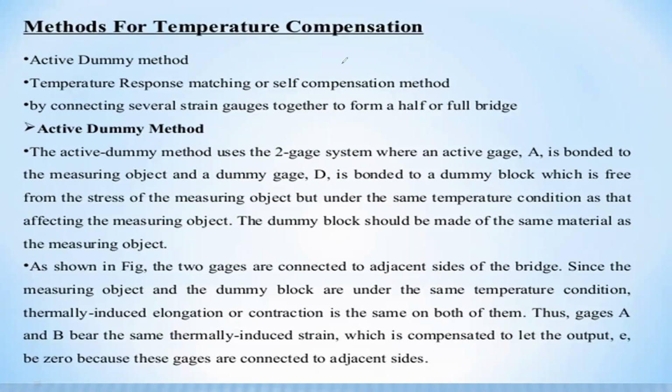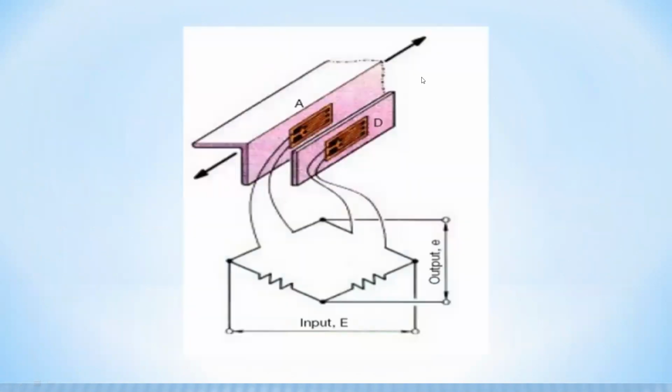Okay, so I will show the diagram of this active dummy method. You can see it is the active dummy method. In this active dummy method, I am taking two strain gauges. One is the A strain gauge and another one is the D strain gauge. These two strain gauges are connected with each other. The A strain gauge is connected to the object and the D strain gauge is connected to the dummy object. Okay, so the load is acting only on A.